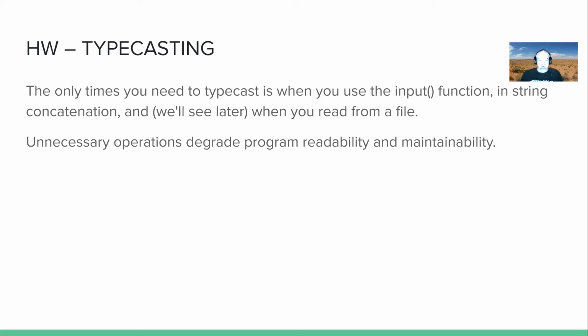And then also, we'll talk about this later, when you read from a file, you might need to do that. Those should be the only times. There are obviously exceptions to that, but at least definitely within this course, and in general, that's kind of true. Otherwise, casting outside of those cases is basically an unnecessary operation that makes your program less readable and less maintainable. So just kind of avoid doing that, and it shouldn't be necessary most of the time.